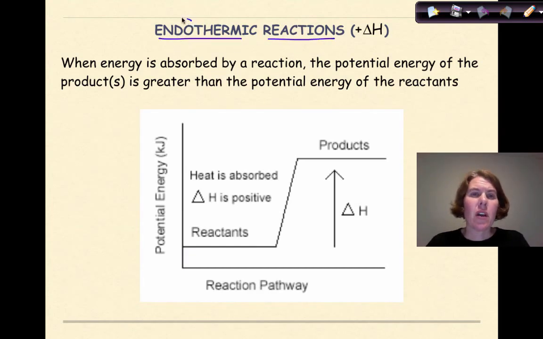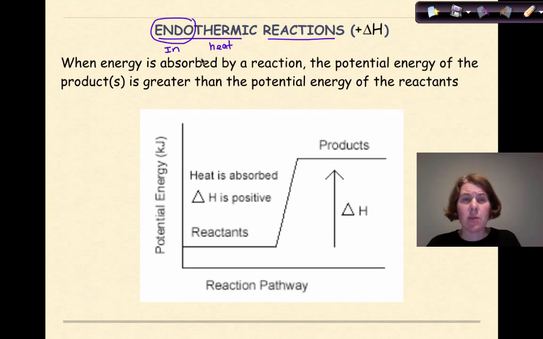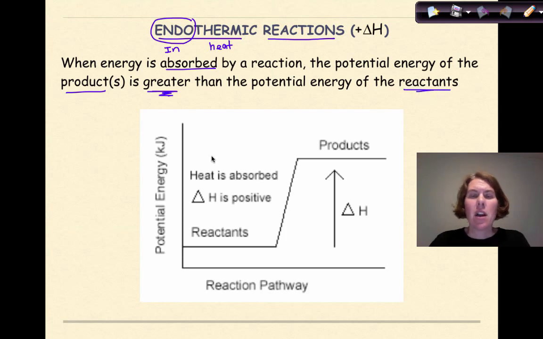Now, endo here can be thought of as in. So in. And thermic basically refers to heat. So an endothermic reaction is a reaction where heat is absorbed. So when energy is absorbed by a reaction, the potential energy of the products is greater than the potential energy of the reactants. So if we look at this little diagram down here, here's our potential energy of our reactants right here. Potential energy of reactants.